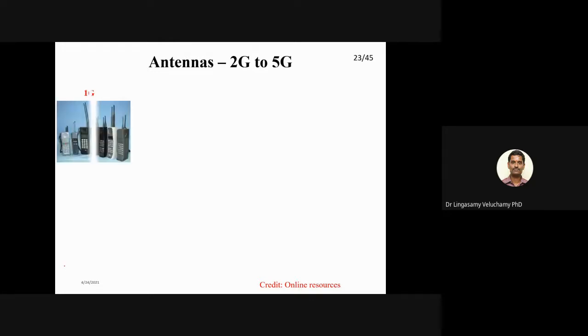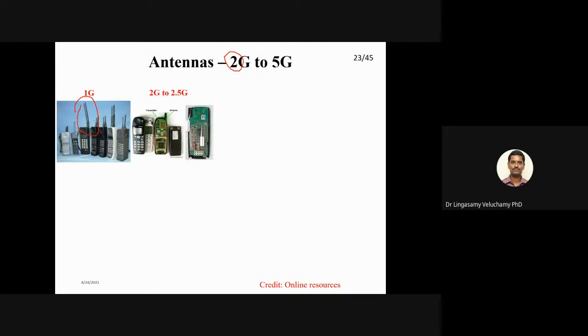In 1G, actually, sorry, I put 2G here. In 1G or 2G, we had this kind of antenna, external antennas, right? It was a wire or loop, helix antennas. In 2G, they also had external antennas, and over the period of time they brought them inside also, and then there was an advancement.